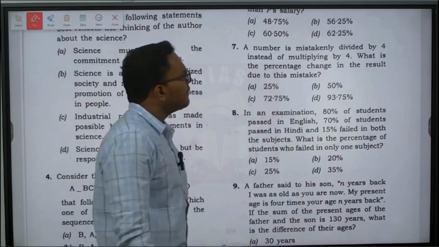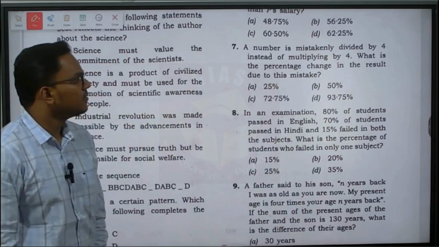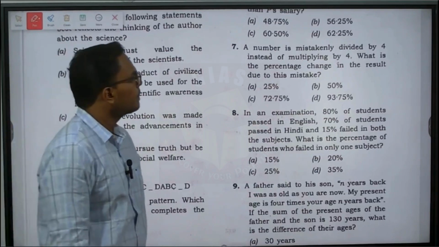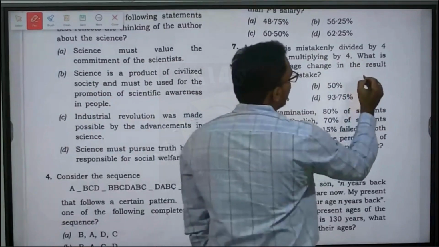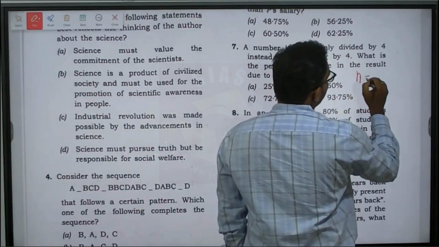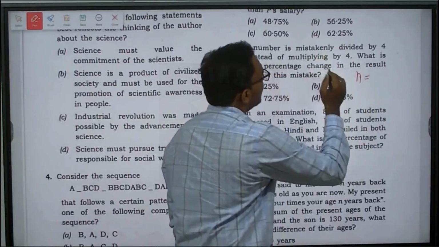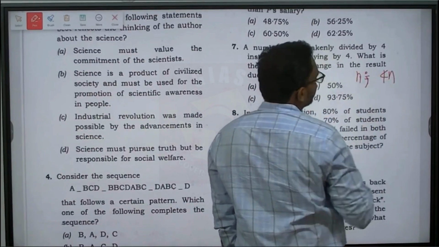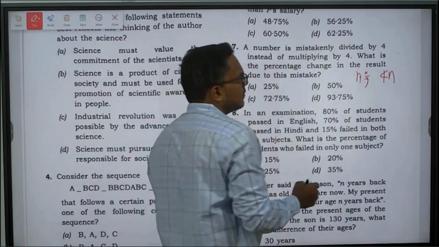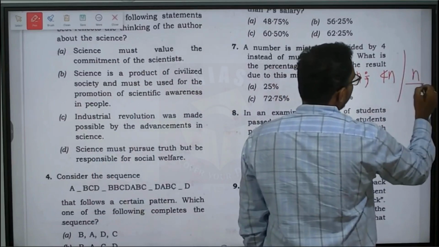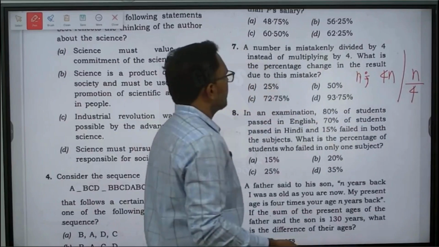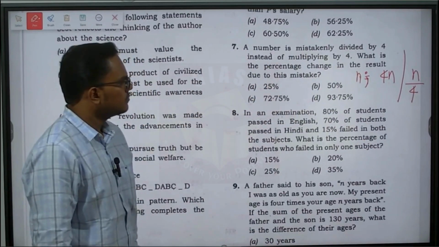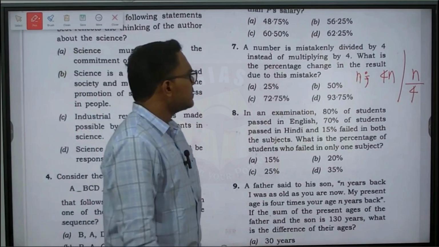A number was mistakenly divided by 4 instead of multiplying by 4. What is the percentage change in result due to this mistake? Okay, let that number be n. Actually, what was the operation? It should have been multiplied by 4. But what you have got, you have divided by 4. What is the percentage change in result due to this mistake?